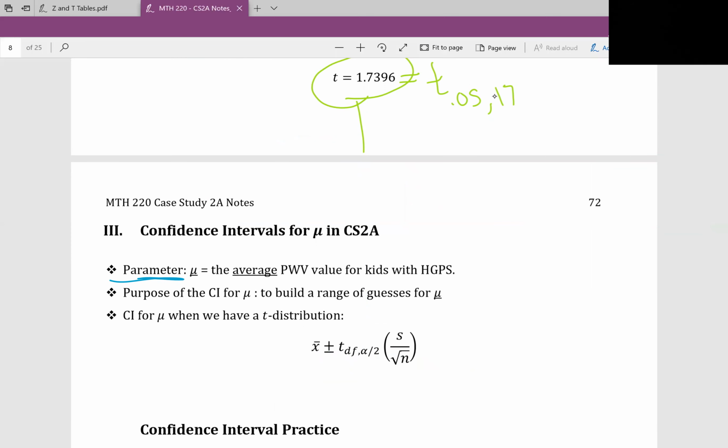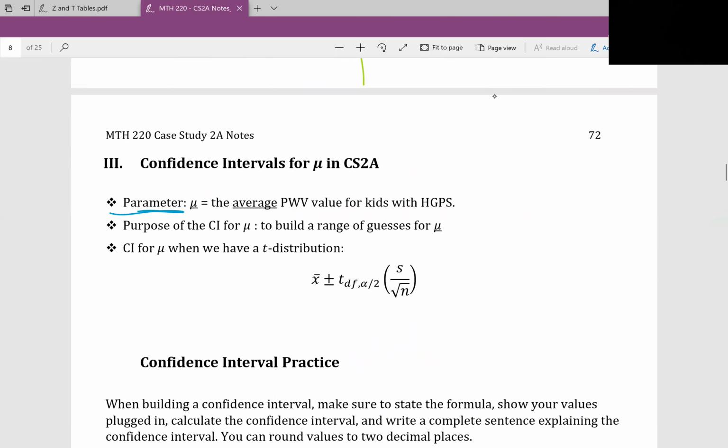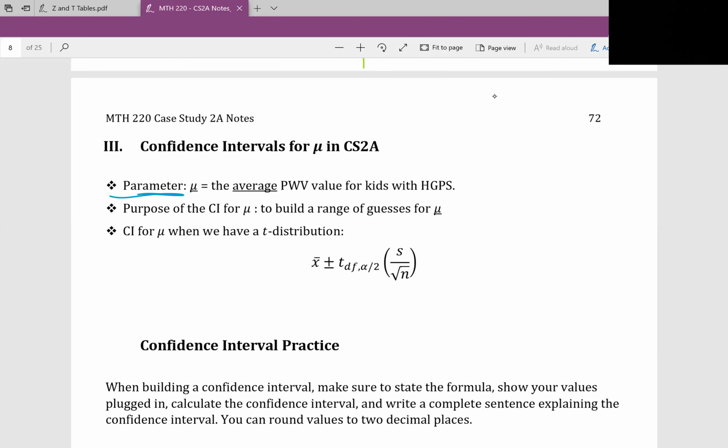Now we're going to go straight in. We've done confidence intervals before, and we've shown you how to get those values off your chart. Hopefully you referred to the t practice that was posted on D2L. When building a confidence interval, a reminder: state the formula, show your values plugged in, calculate the confidence interval, and write a complete sentence explaining that confidence interval.